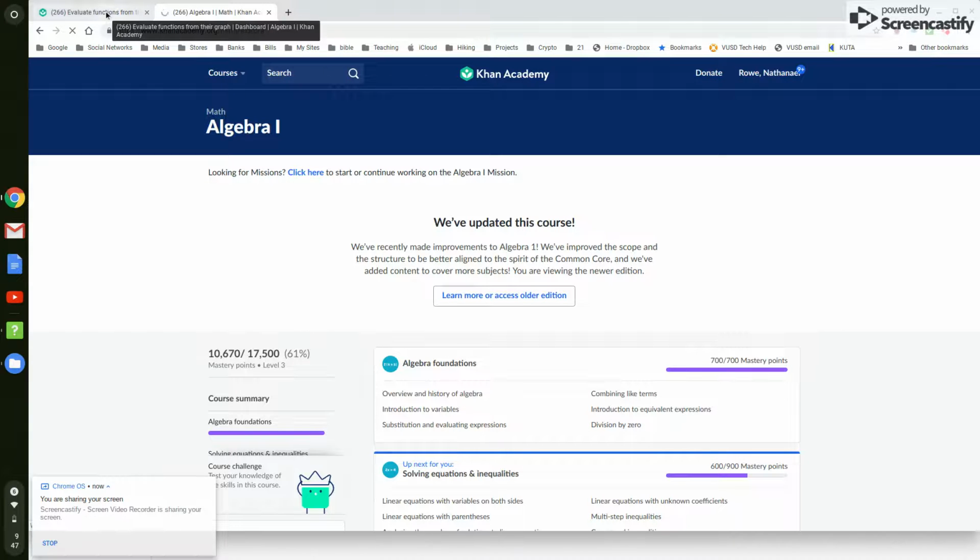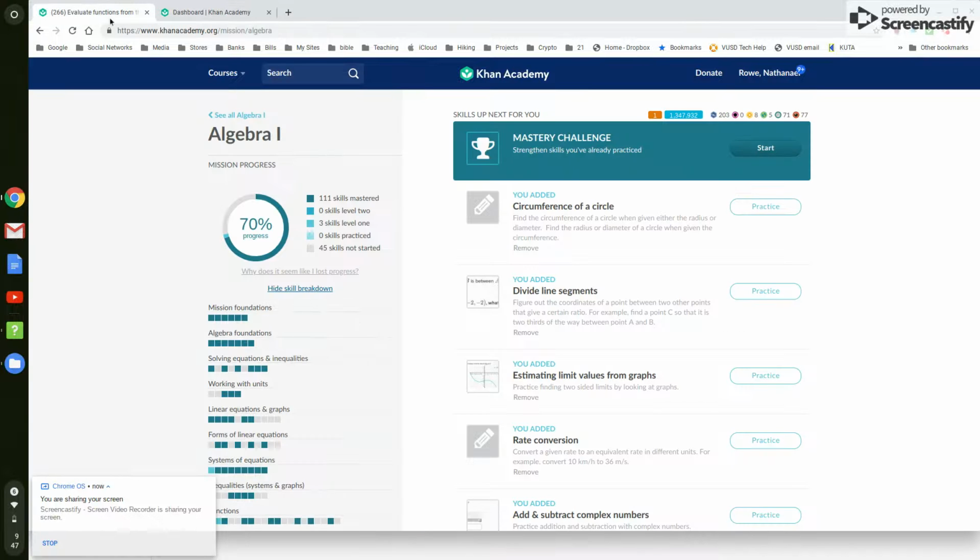I already loaded this because it can take a while to load, so I'm just going to switch tabs. This is what it will look like. You'll notice that if you've practiced some skills in that topic, this mastery challenge thing will show.